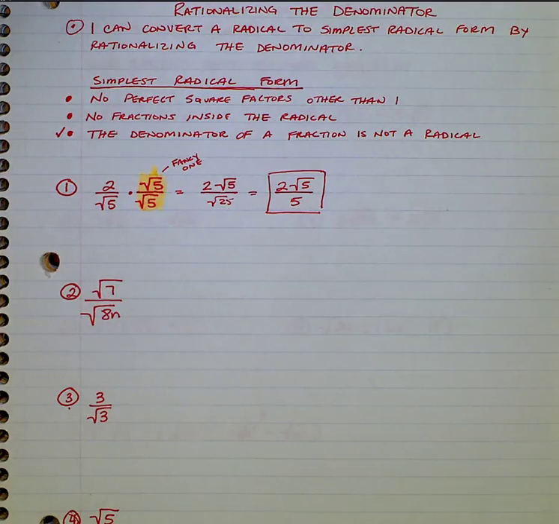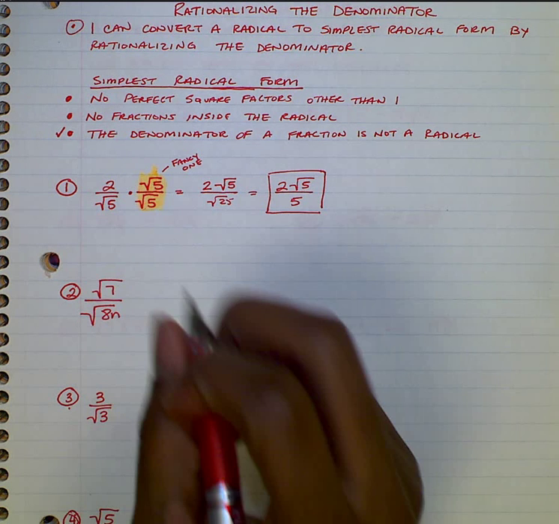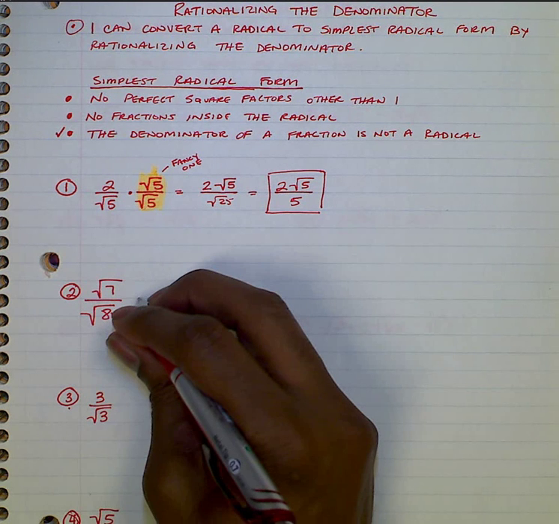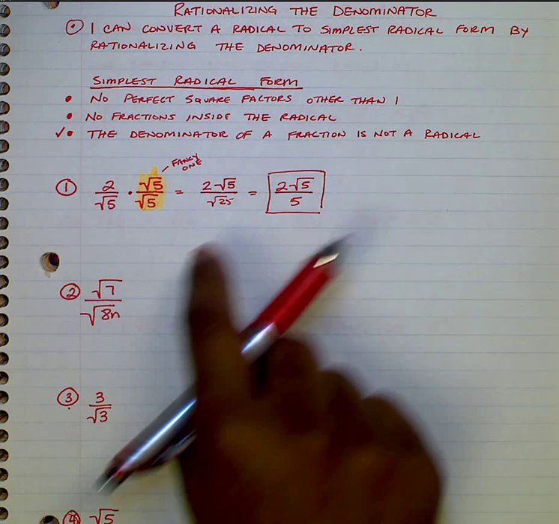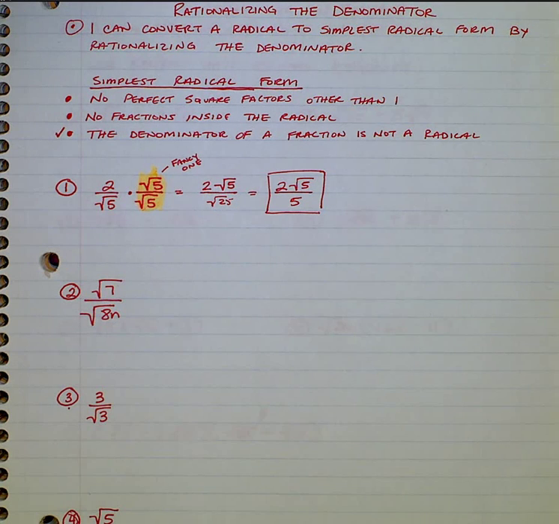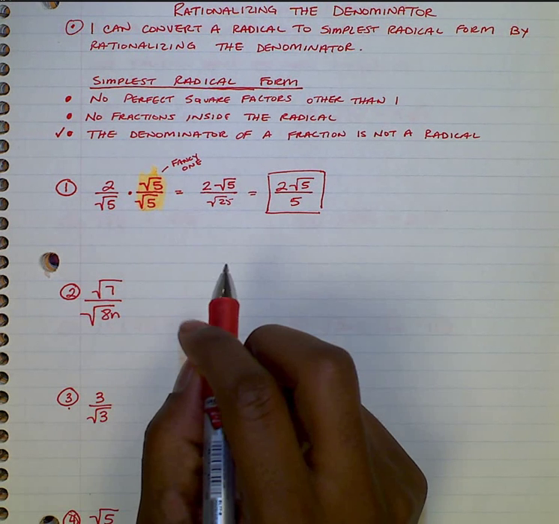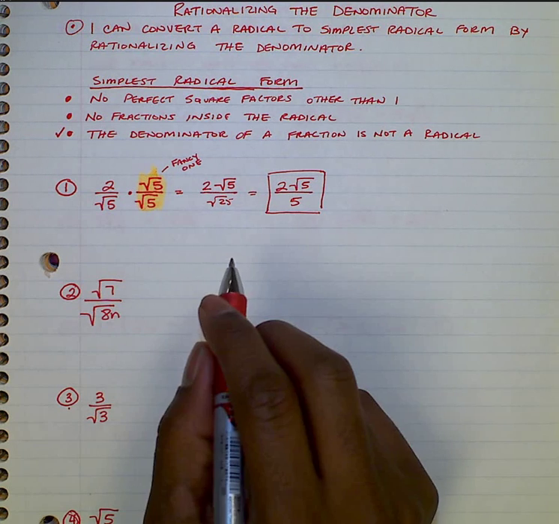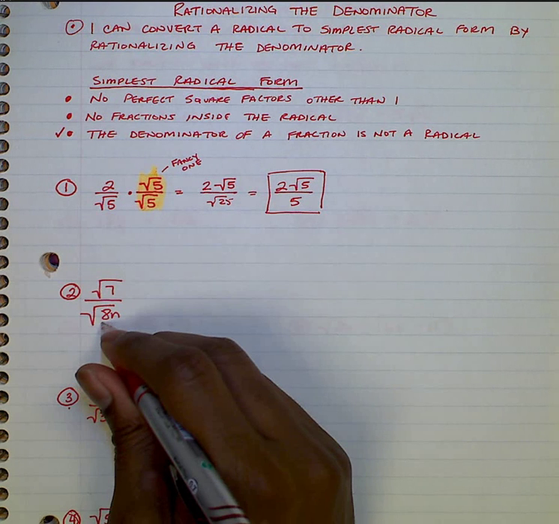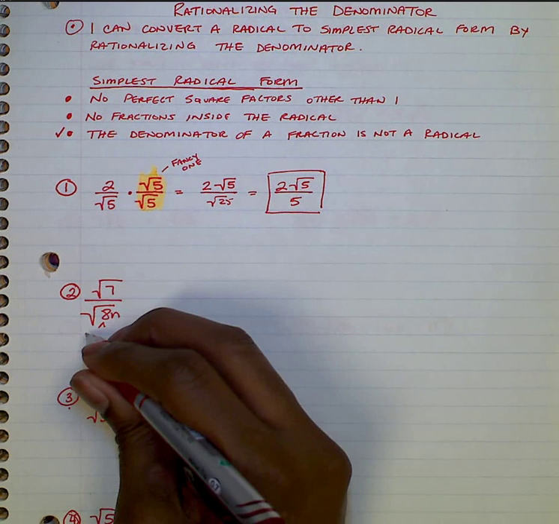For number 2, we have radical 7 over radical 8n. Again, we have a radical in the denominator. Since we talked about fancy 1, you could just run out and multiply by radical 8n over radical 8n. That works. Sometimes people prefer to simplify this first. 4 times 2.